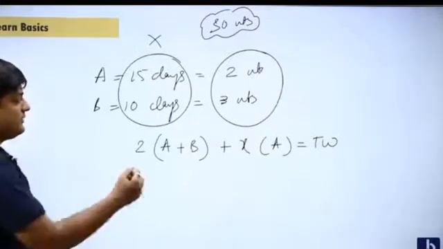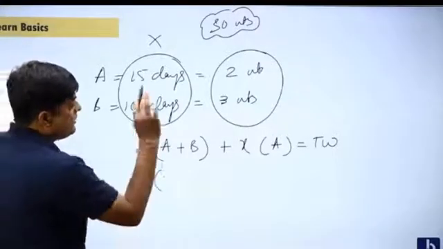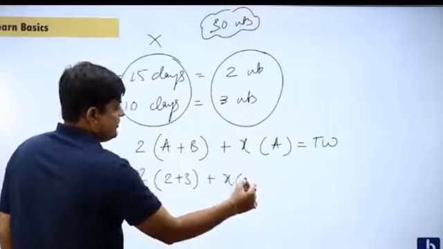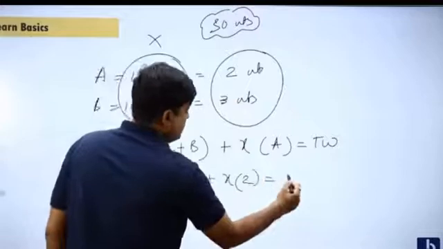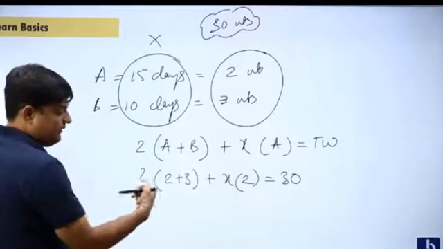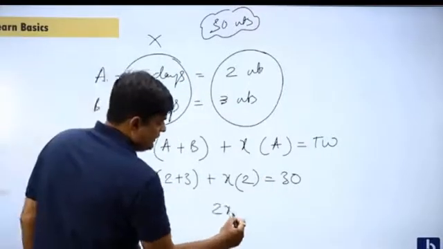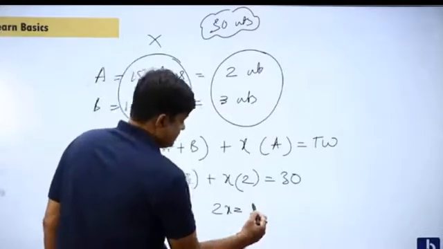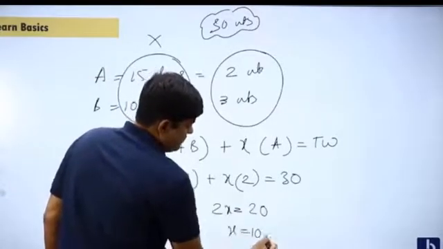Let's start and have a look here. 2 into, is this true? 2 plus 3, that is 5, plus x times A's 2, is equal to 30. Total work is 30. So we all know this is 5, 5 2s are 10, 10 goes over there. 2x is equal to 20. X is equal to 10. So the answer is 10 days.